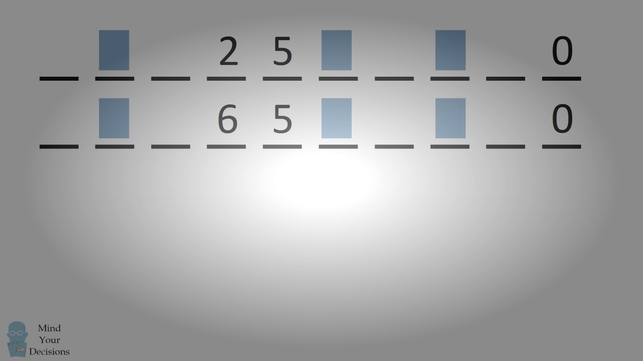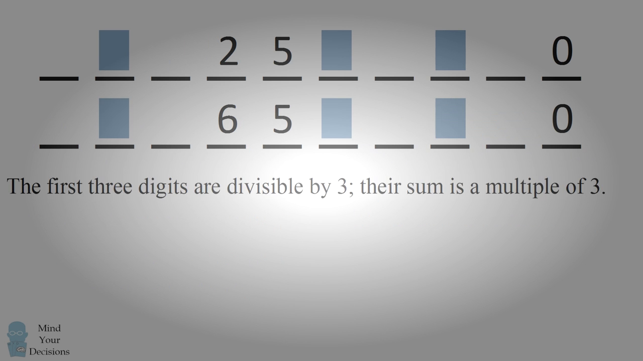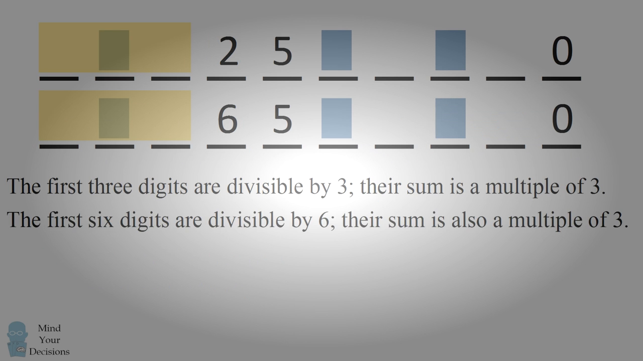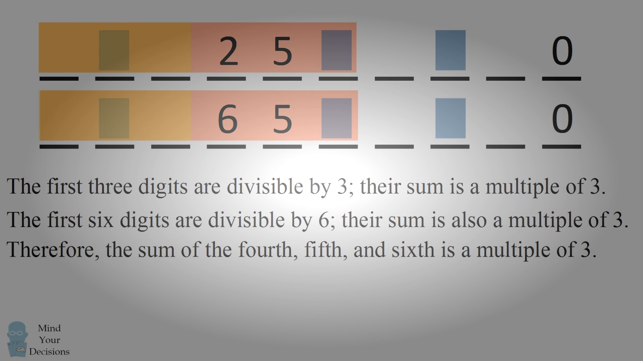Now we're going to figure out the 6th digit. We know that the first 3 digits are divisible by 3, so that means the sum of the first 3 digits is a multiple of 3. The first 6 digits must be divisible by 6. That means they must also be divisible by 3, and therefore the first 6 digits must also have a sum that's a multiple of 3. Now, since the first 3 digits have a sum that's a multiple of 3, this can only happen if also the 4th, 5th, and 6th digits also have a sum that's a multiple of 3.